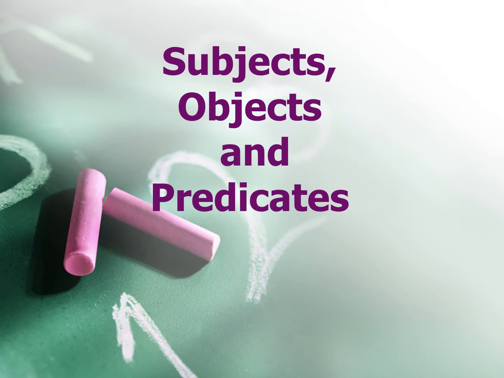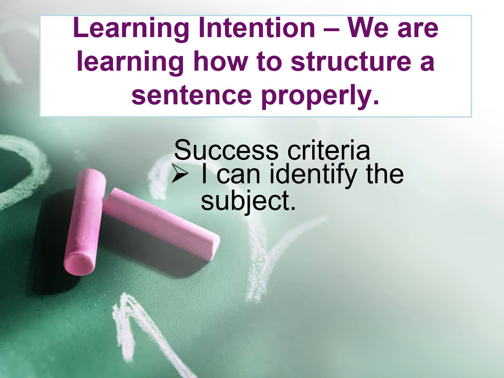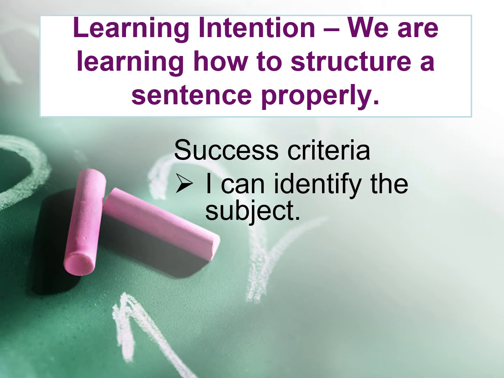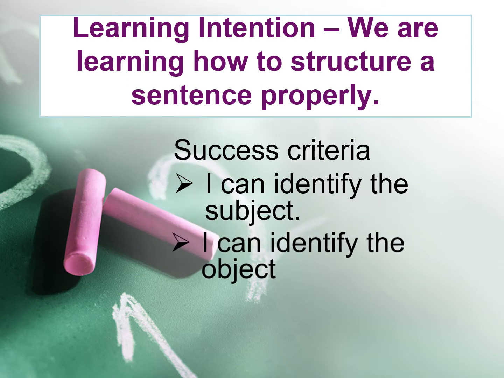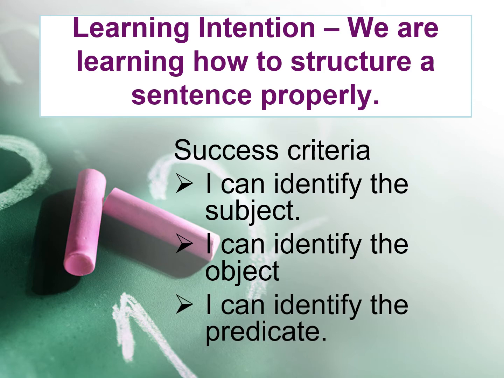This week we're going to be looking at subjects, objects and predicates. Learning intention for this week is that we are learning how to structure a sentence properly. By the end of it, your success criteria means that you will be able to identify the subject in the sentence, you will be able to identify the object of the sentence, and you will be able to identify the predicate in a sentence.